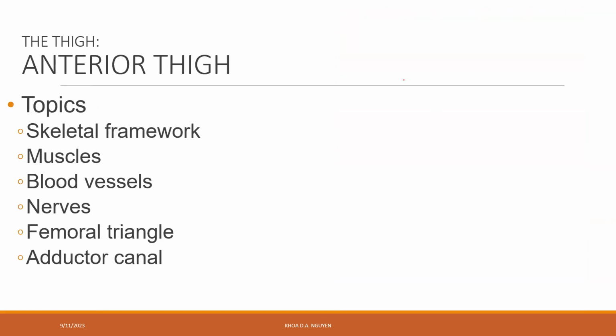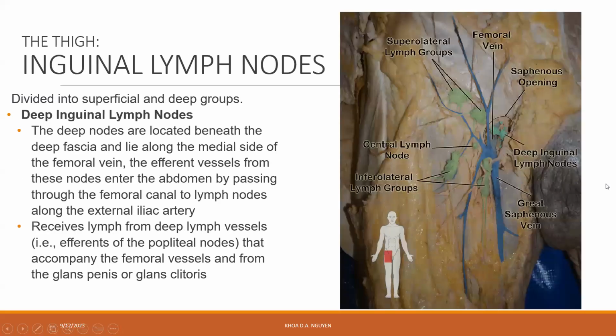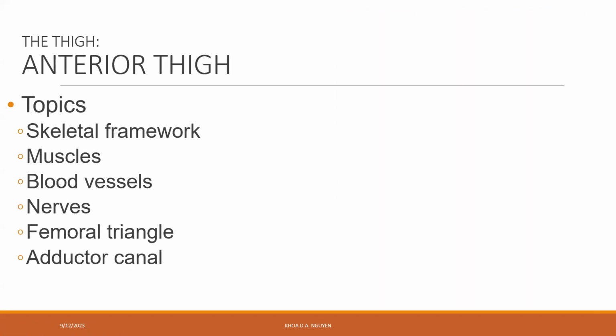All right. Let's go to the anterior thigh. There are some topics that we are going to cover in the anterior thigh. We're going to cover, once again, the skeletal framework of the thigh. Then we are going to cover the muscles of the anterior thigh, and then the blood vessels, the nerves, and then two very important spaces in this region, the femoral triangle and adductor canal.